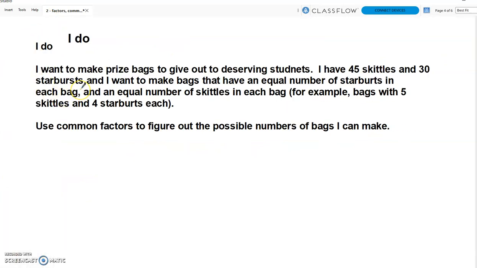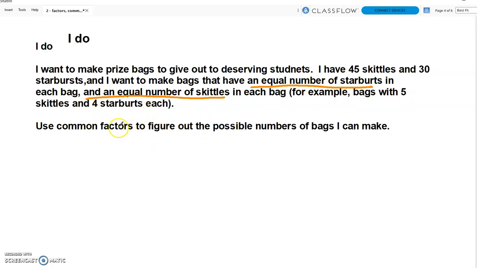It says, I want to make prize bags to give out to deserving students, which I spelled wrong. I have 45 Skittles and I have 30 Starbursts, and I want to make bags that have an equal number of Starbursts, which I also spelled wrong, and an equal number of Skittles in each bag. For example, I could have a bag with 5 Skittles and 4 Starbursts in each bag.